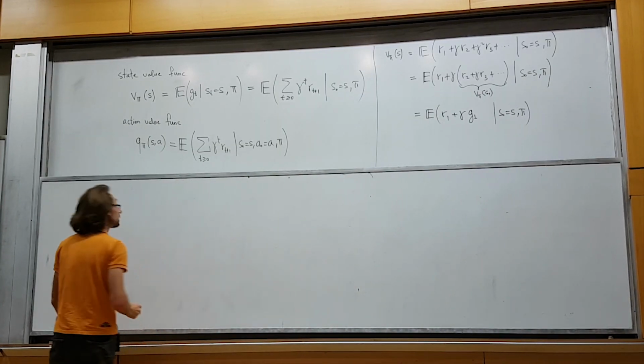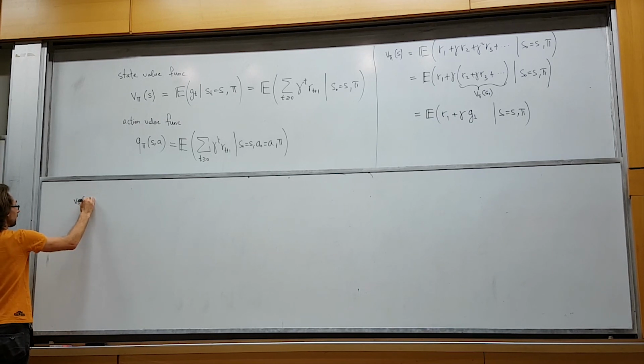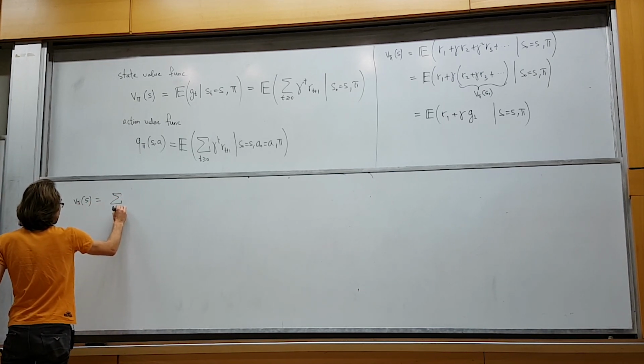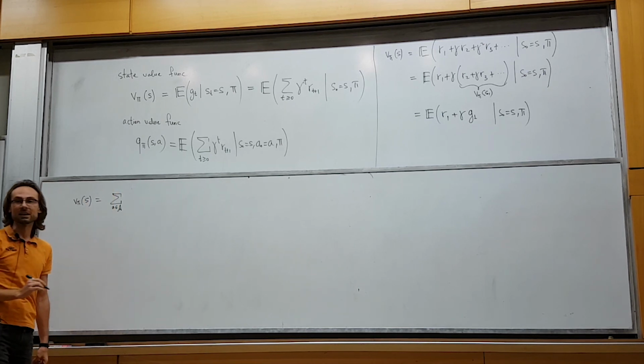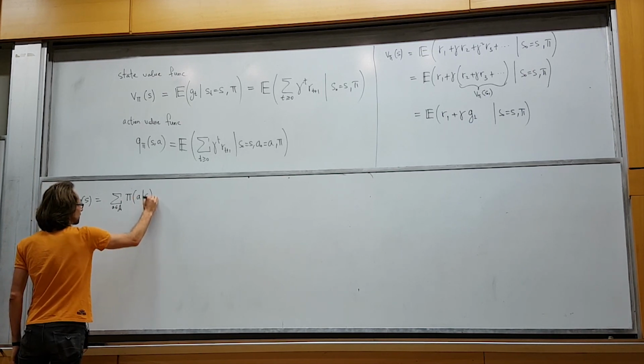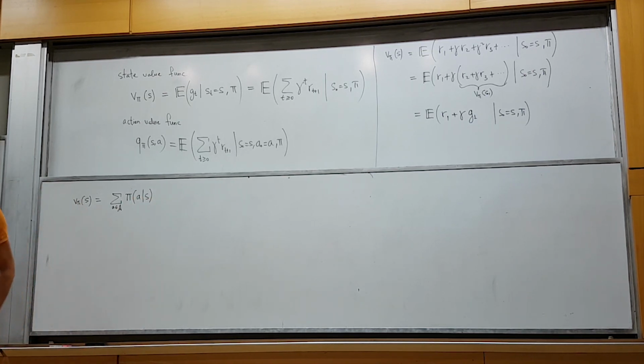Okay, so let me write it explicitly: V pi at state S. The expectation goes over all possible actions, right? I'm currently at state S0 equals S, and I can take all possible actions from the action set. So I will write an action from A, and the probability of taking that action from state S is exactly our policy, pi of A given S. This is the probability of taking that action.